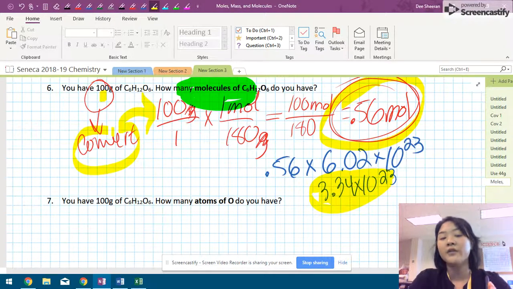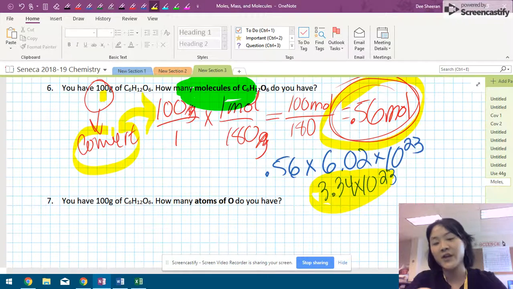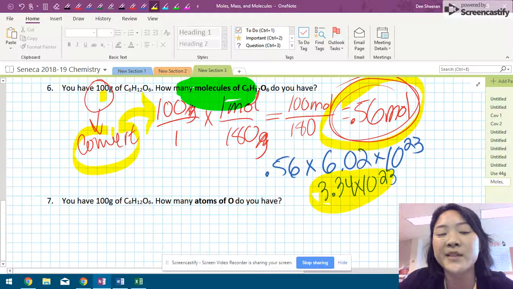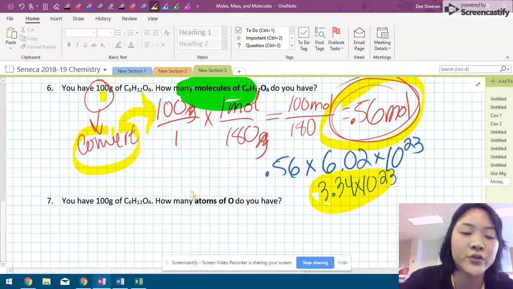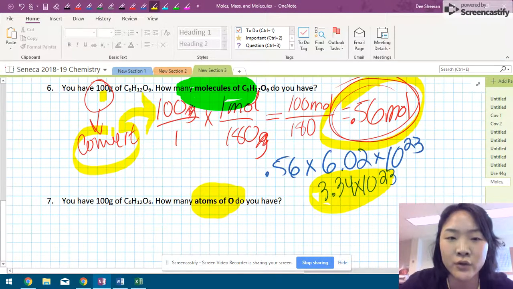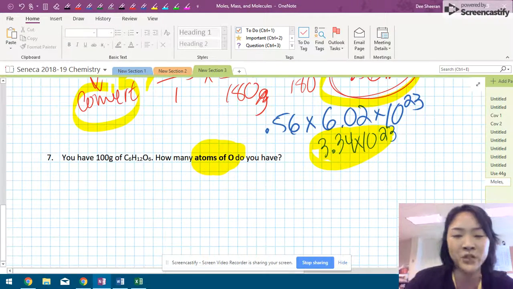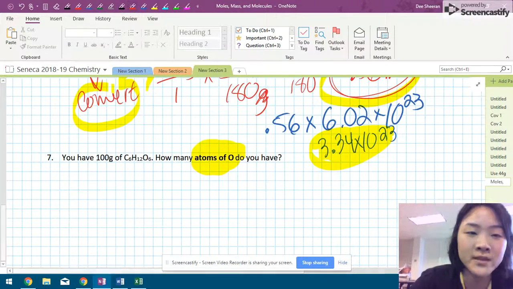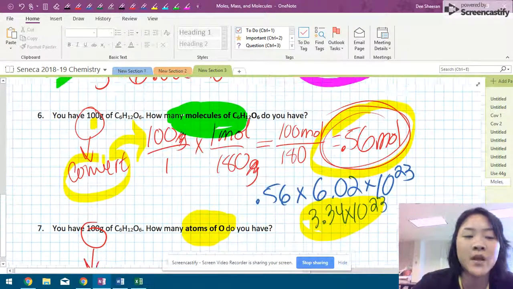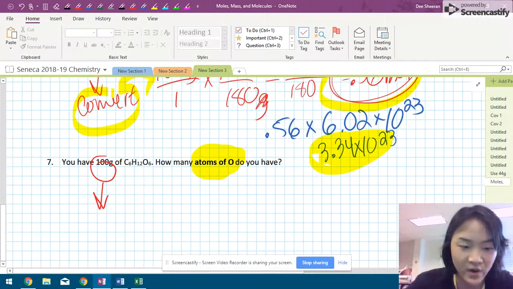So, next question has one extra step because we're dealing with individual atoms. So it says you have 100 grams of C6H12O6. How many atoms of O do you have? So we're dealing with atoms. So we will have to multiply by how many O we have in the chemical formula. So step 1, convert from grams to moles. We already did this in the previous problem in the exact way because we had started with 100 here and 100 here. But I'm going to do it again so you have more practice.